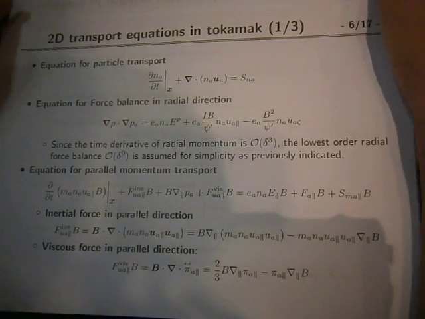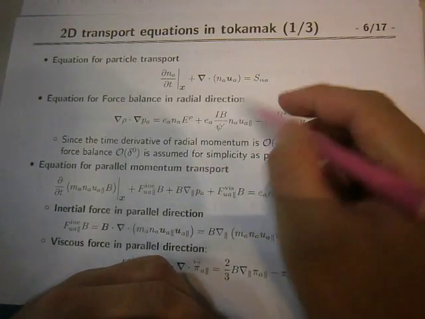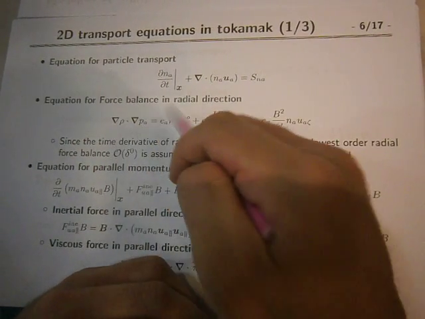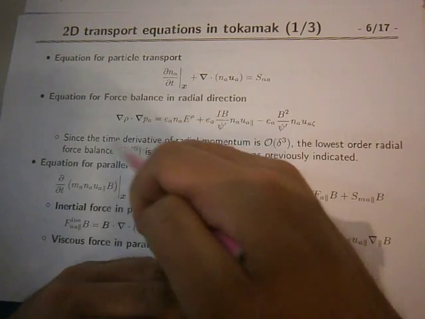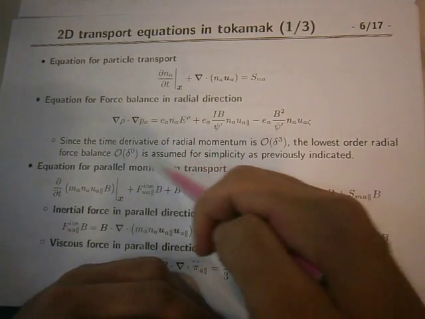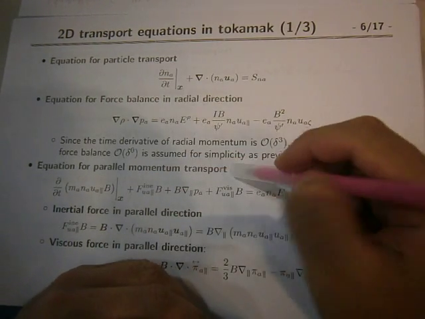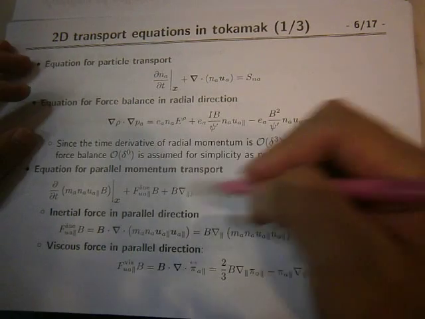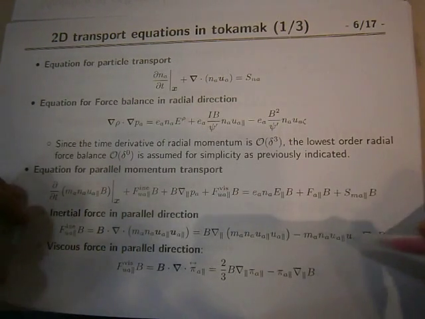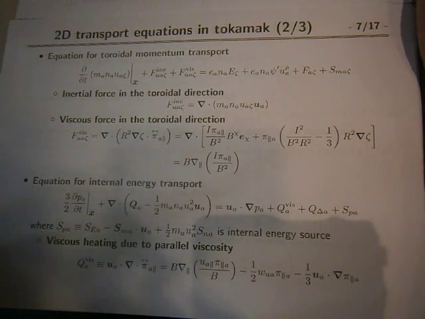And 2D transport equation in tokamak: equivalent to particle transport, equation for the force balance in the radial direction, the tensor, time derivative of the moment, and the lowest order moment balance assumption, equivalent to parallel moment transport in the parallel direction. 2D transport equation in tokamak.